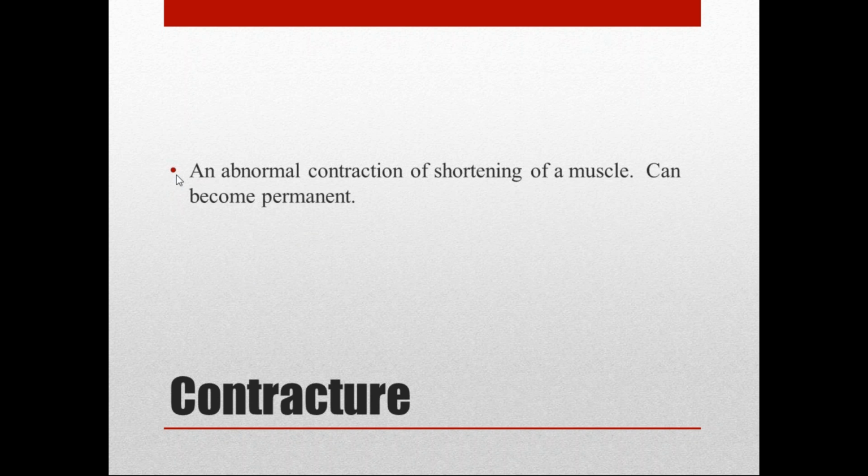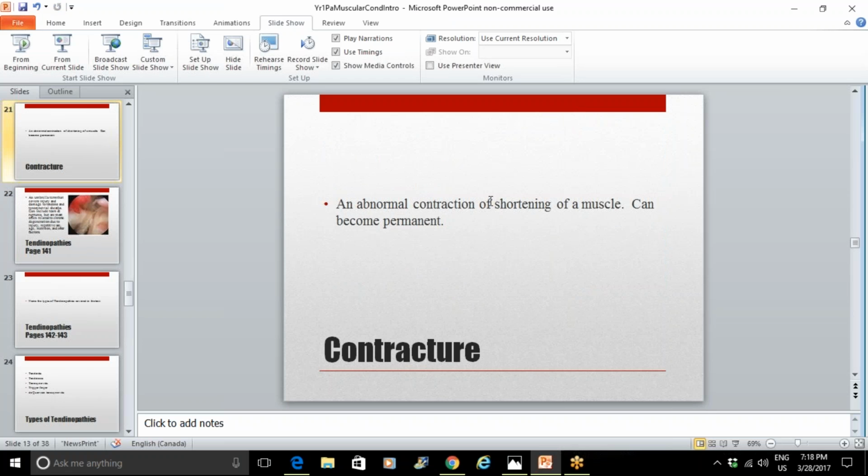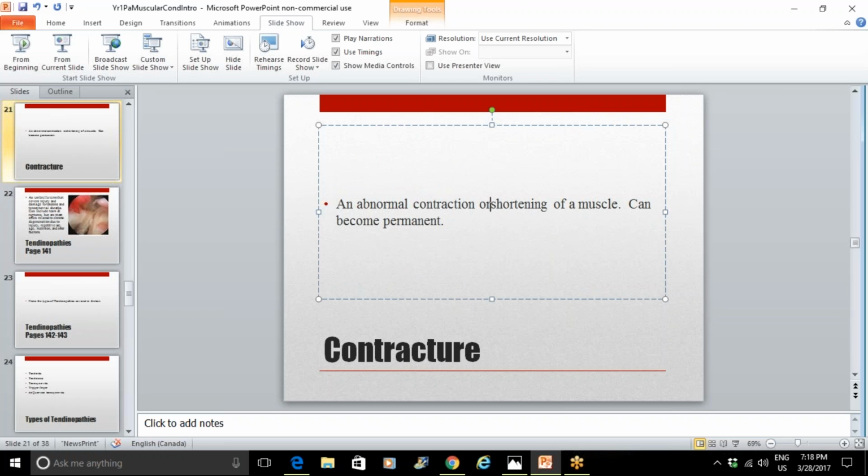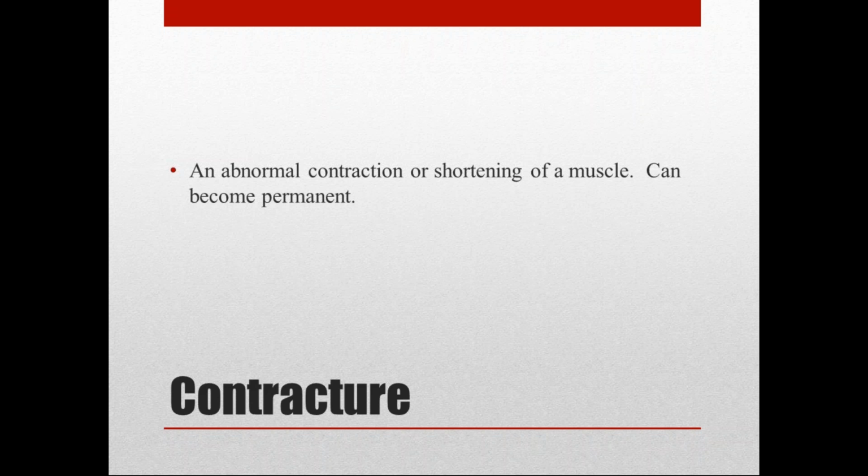Thank you. Okay, so an abnormal contraction or shortening of a muscle, and it can become permanent. So this is just when all that fascia shortens. That palmar fascia in your palm can shorten up, get thicker. You'll find little nodules in it, and it can become permanent if it's not treated. Guess what? Massage can help with that.